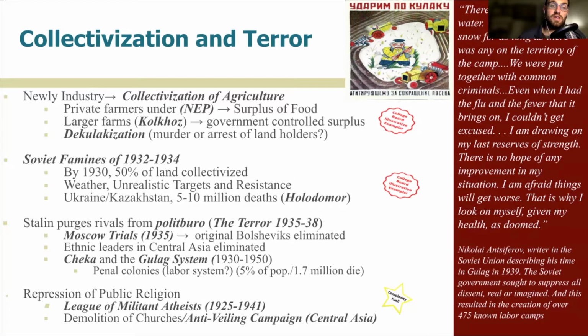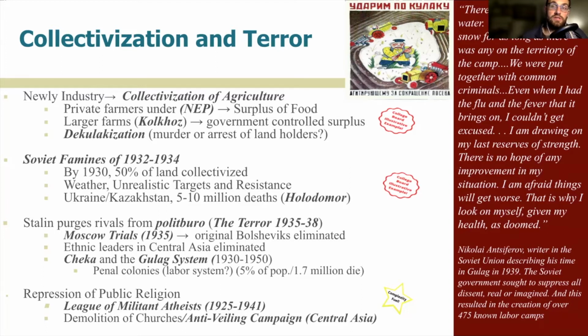And he does this through a campaign of what is called the Terror. And through a number of trials, which are called the Moscow trials, the original Bolshevik leadership who had led the revolution was eliminated. Ethnic leaders from Central Asia were also eliminated. Most of these individuals were accused of trumped up charges and coerced into confessing via torture or imprisonment, and a number of them were in fact executed.